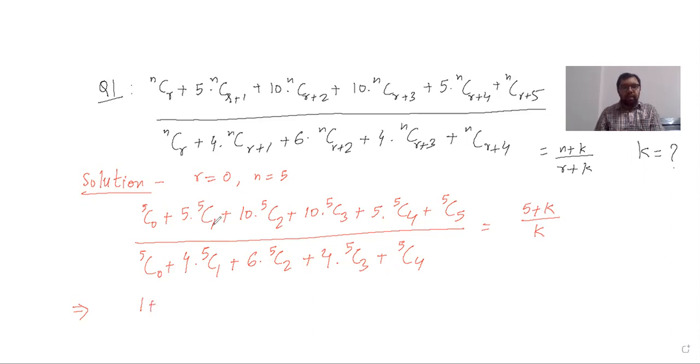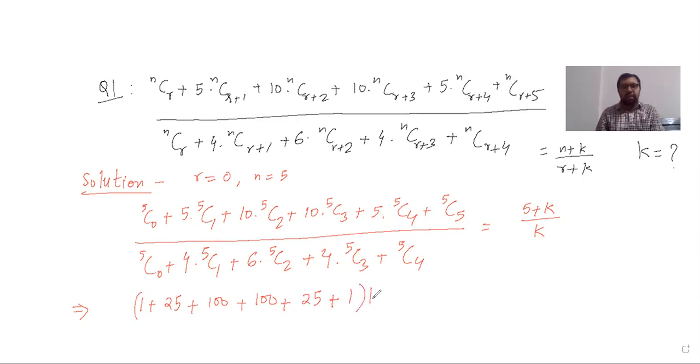5c0 becomes 1, then 5 into 5c1, and 5c1 is 5, so 5 into 5 is 25. Then 5c2 is 5 into 4 by 2, which is 10, so 10 into 10 means 100. 5c3 is again 10, so 10 into 10 is again 100. 5c4 is again 5c1, which is 5, so 5 into 5 becomes 25. And 5c5 is the same as 5c0, which is 1. So we get this expression.